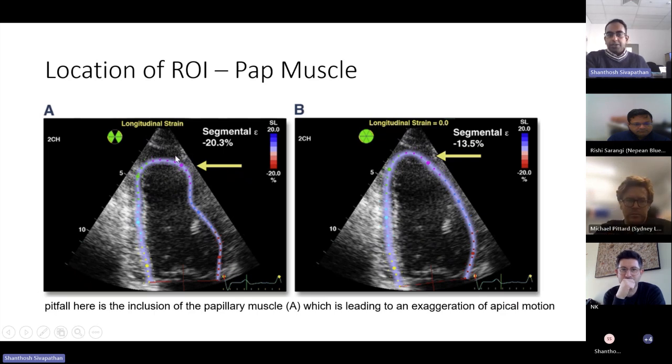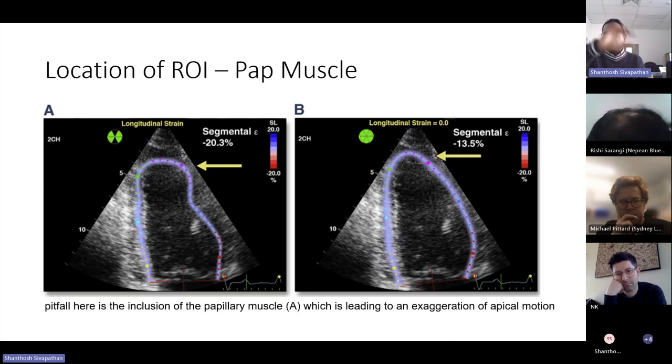As you can see, in this case where they've included the papillary muscle, your strain is -20. Happy days, go home, the patient's normal. But really, if you exclude the papillary muscle, the strain is reduced. It's -13.5. So that's one of the pitfalls commonly seen: people include the papillary muscles, but you just want the endocardium, similar to when you do your EF biplanes.